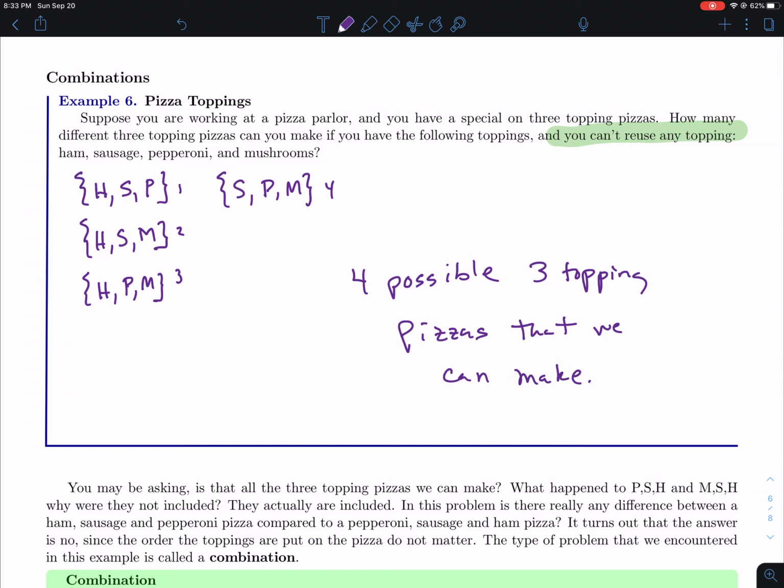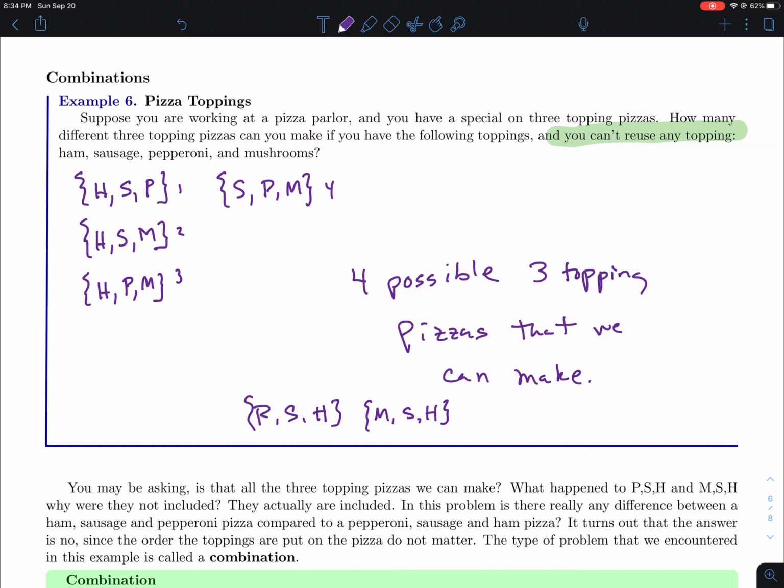Some of you might be looking at my list going, well, heck, you forgot all kinds of stuff. I mean, what about pepperoni, sausage, and ham? Why isn't that on the list? Or why isn't mushroom, sausage, and ham on the list? I don't see that up there anywhere. But if you think about it from a pizza perspective, does it really matter if you put the pepperoni first, then the sausage, then the ham, or if I put the ham first, then the sausage and the pepperoni? Ultimately, not really. And that is the difference between a permutation and a combination.